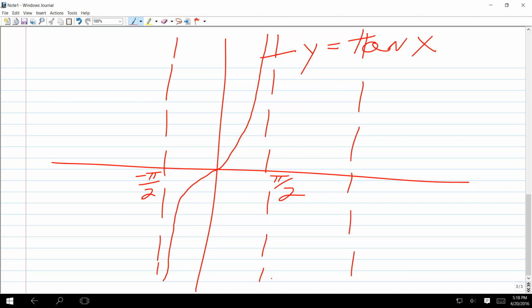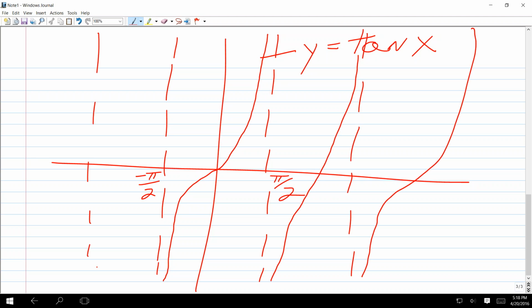And it just repeats every asymptote. In other words, there's an asymptote every pi, and the tangent curve is always like that. And the key point on the tangent curve is that point right there. The tangent of 0 is 0.